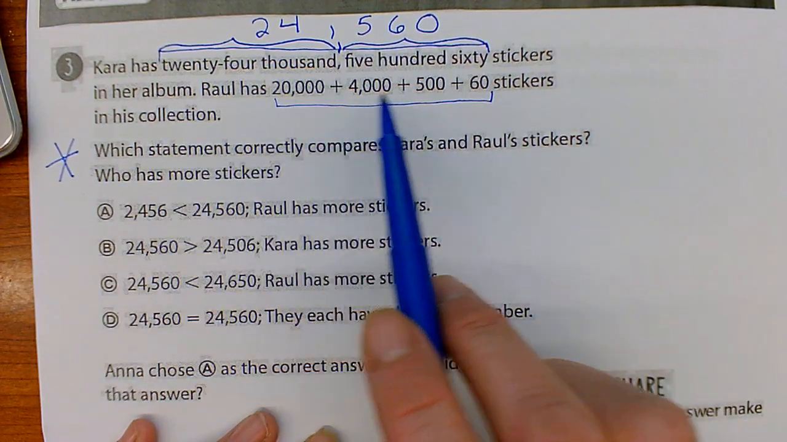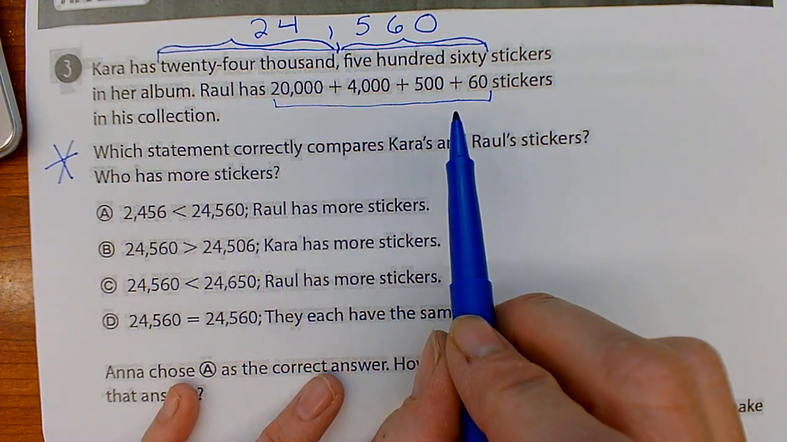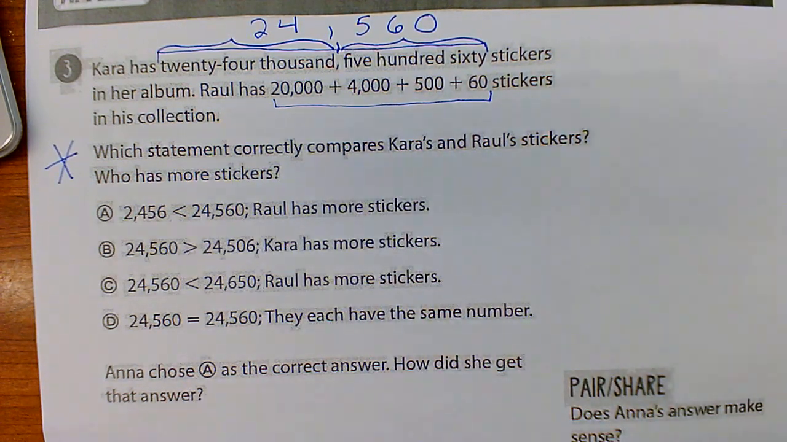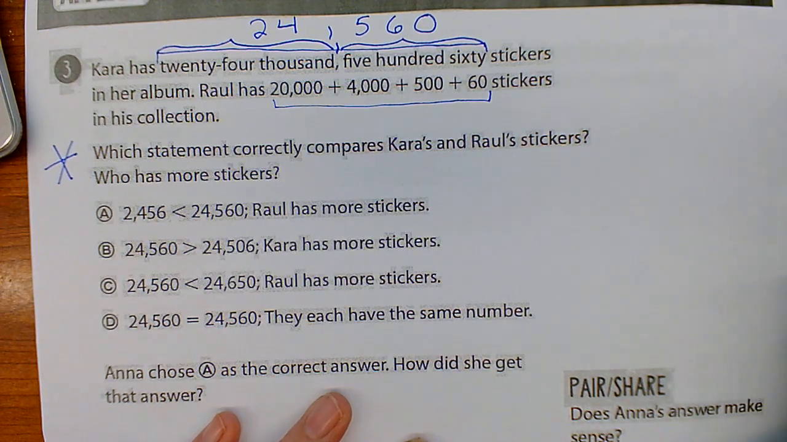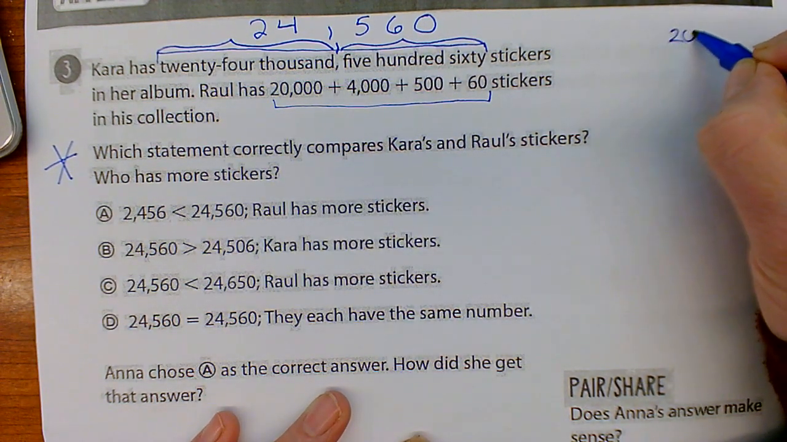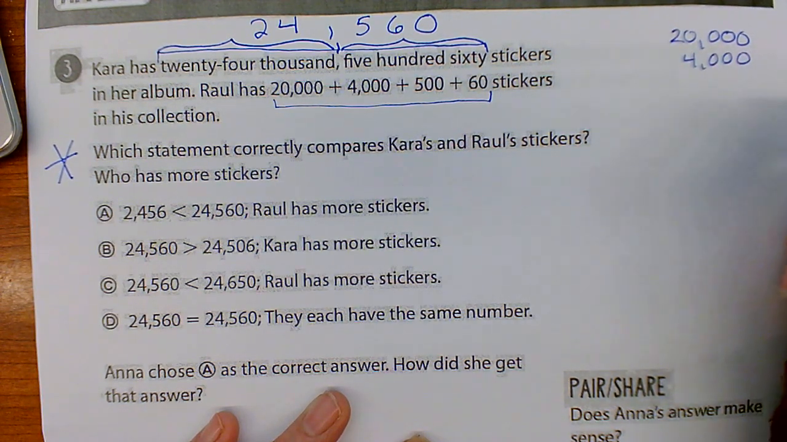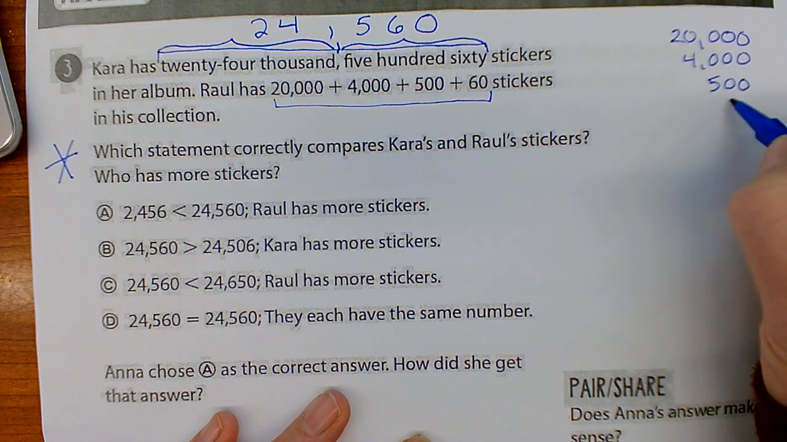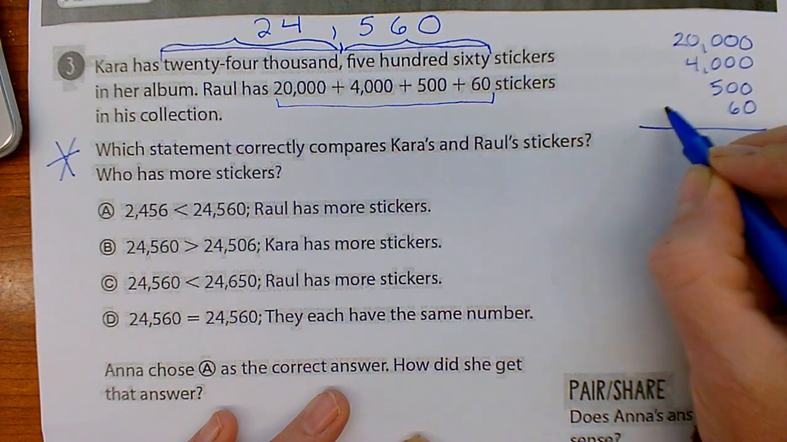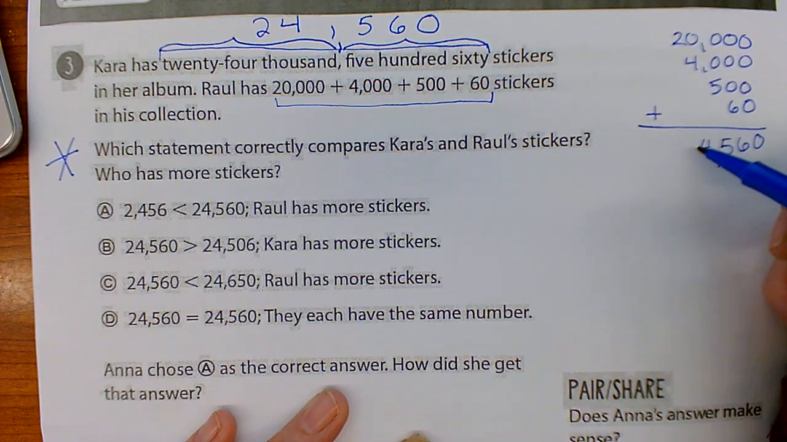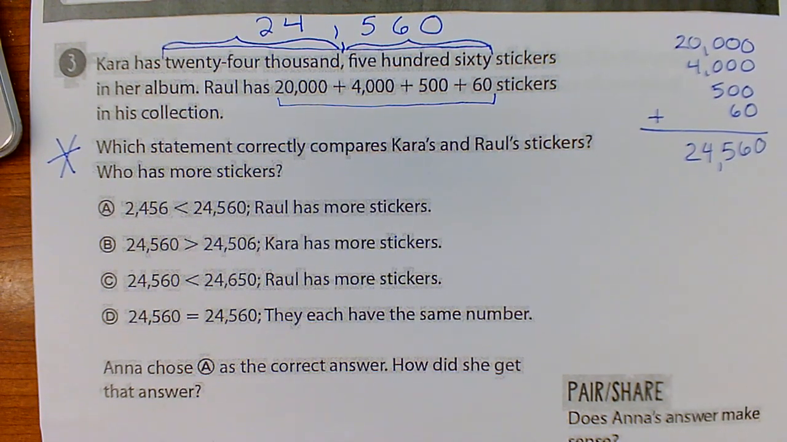24,560. Now I'm going to take these numbers, and in order to convert this, remember the easiest way to take expanded form and turn it into standard form is to stack them up and add them. So I'm going to write my 20,000, my 4,000, and remember, line up your commas, my 500, and my 60. And I'm going to add them. So 0, 6, 5, 4, 2. And that way I'm guaranteed to not make a silly mistake.